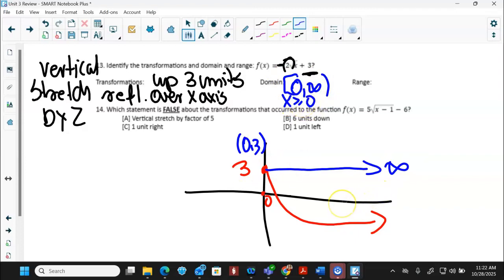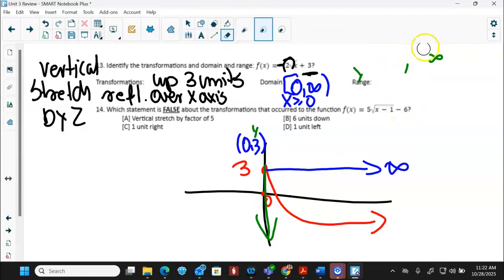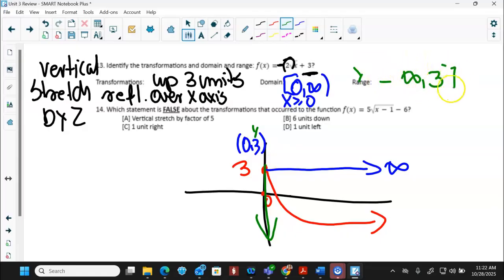Now range, you would want to see 3. 3 is the number for the range because that's a y, and range represents y. What you want to say is 3 to infinity going this way, negative infinity, right? But remember, we don't read the graph that way. How do we read the graph? We read it from left to right and bottom up. So we are going to say negative infinity to 3 this way.